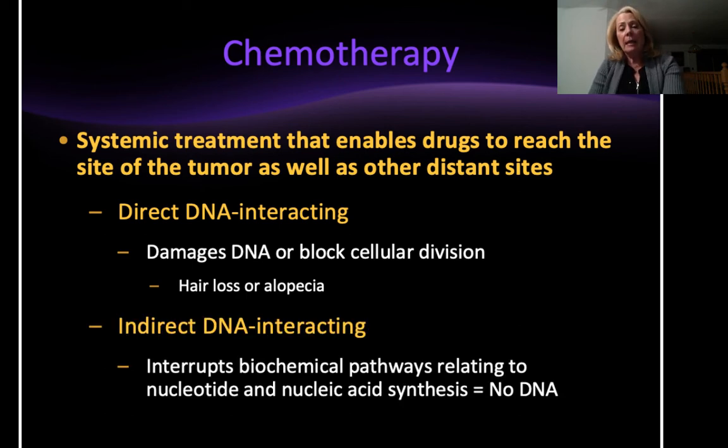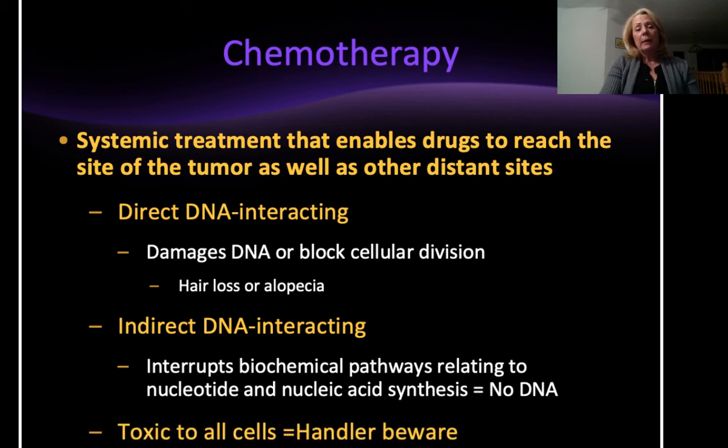Indirect DNA interacting is where the chemical is interrupting certain biochemical pathways so that DNA cannot be produced during the replication process. And one of the problems is that these chemotherapies, just like the radiation therapy, can also be toxic to the medical professional. So when you're handling this stuff, you need to be really careful, because if you're not careful, that therapy can be acting on you.